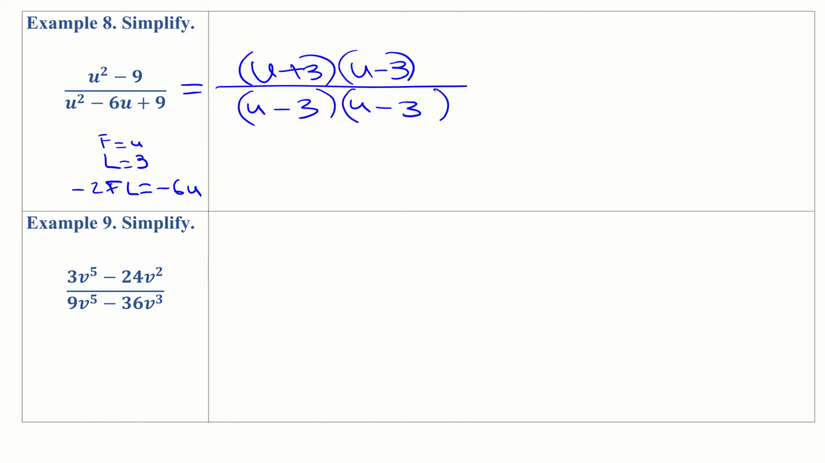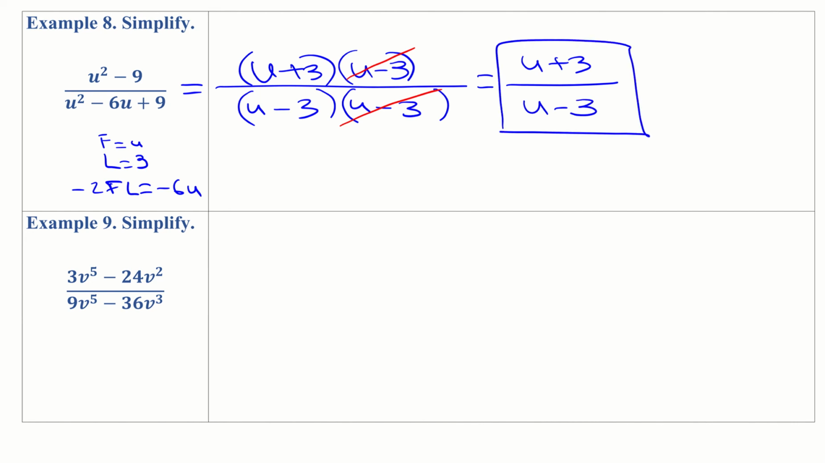So now we notice that we can cancel the u minus 3's here. And that's it. So we're left with u plus 3 over u minus 3. And as you know, that's all you can do because we never cross cancel terms, right? This is as simple as this is ever going to get.